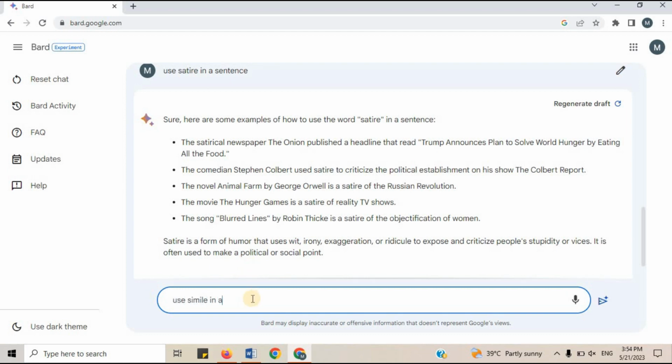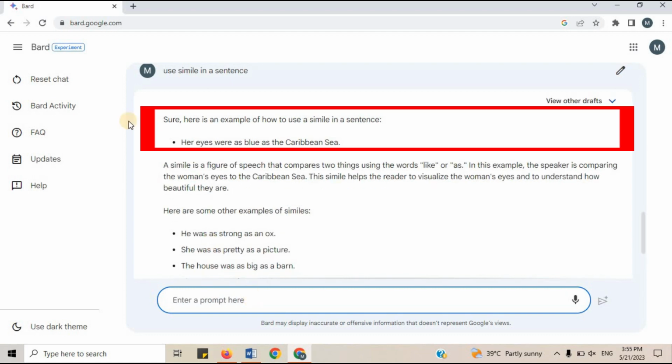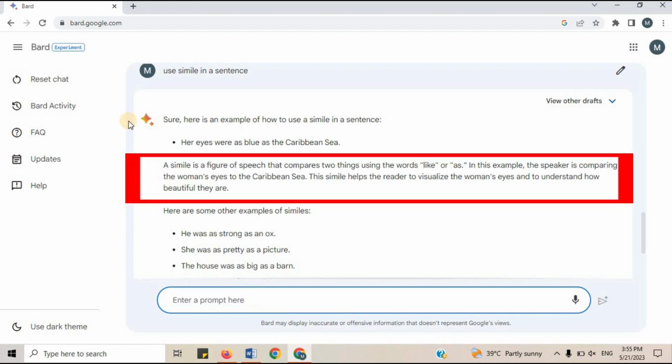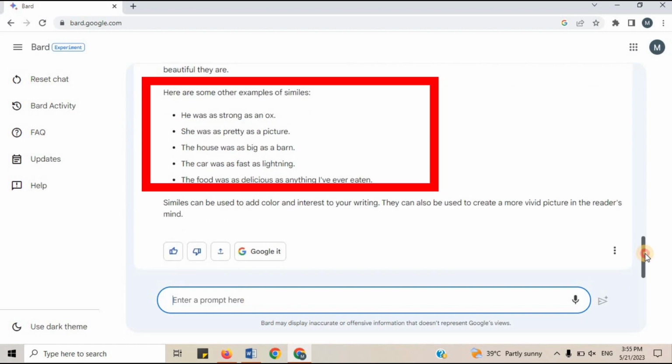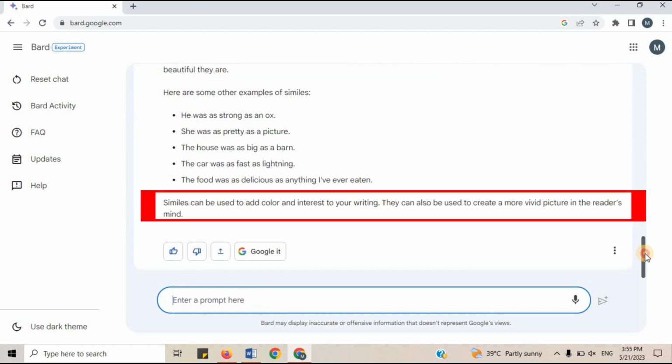Now, I will say to use simile in a sentence. Here is an example of how to use the word simile in a sentence. Here is a definition of the word. Here are some other examples of similes. Here it is written where we can use similes.